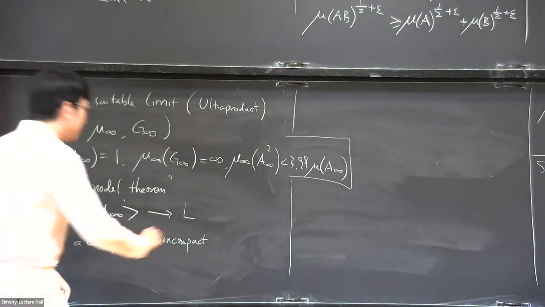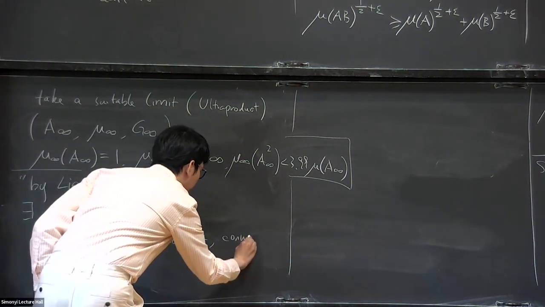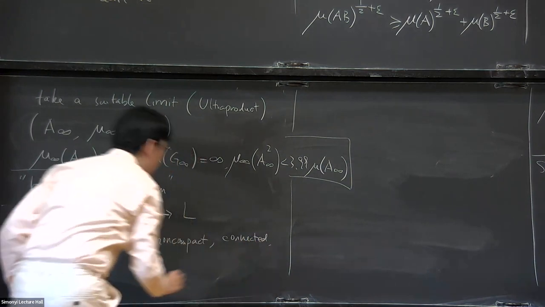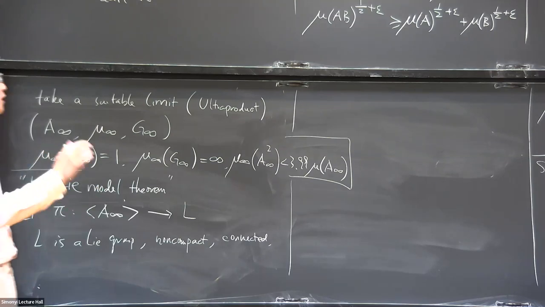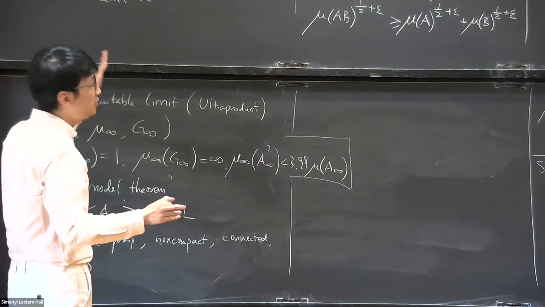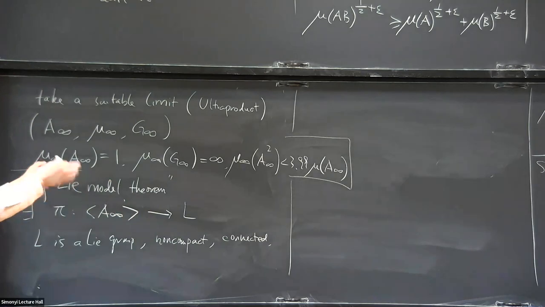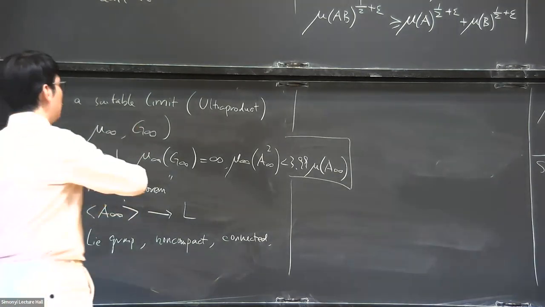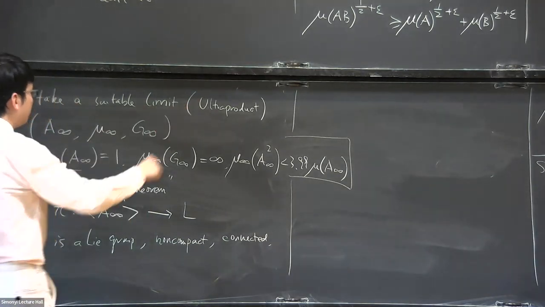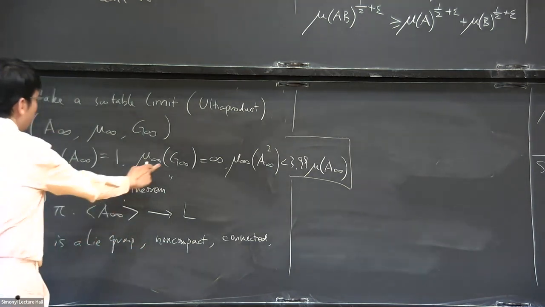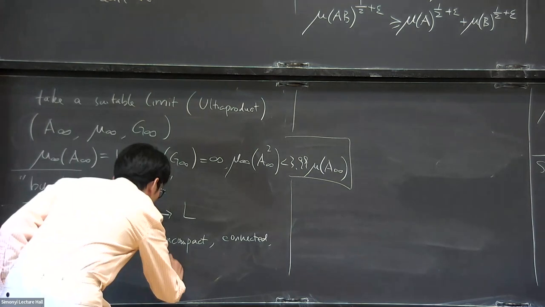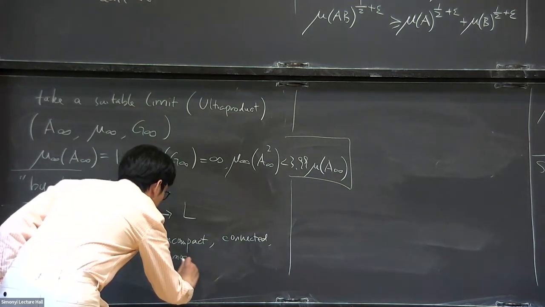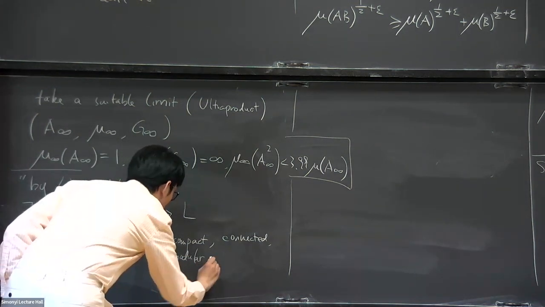And we can make it connected, and unimodular. It's crucial to make it unimodular, because if you have a non-unimodular group, then μAB could be smaller than μA if you choose a left Haar measure, because B is acting on the left, on the right. But because the measure in a compact group is unimodular, once you take a limit, it's still unimodular. Okay.